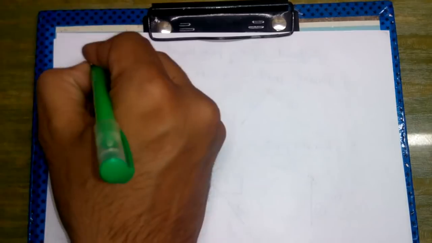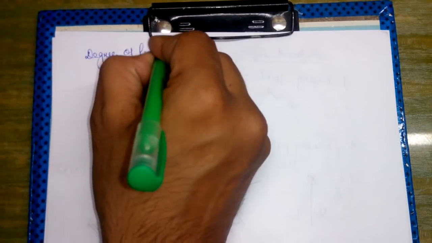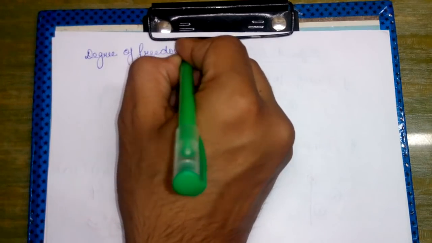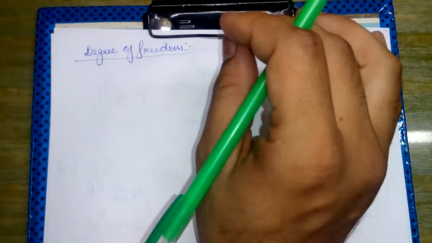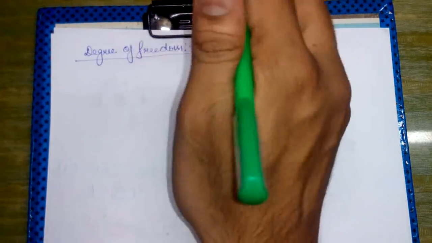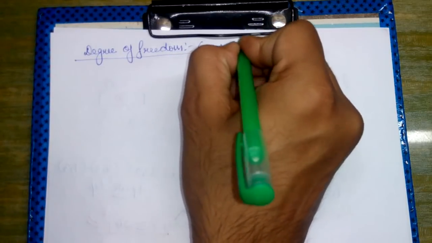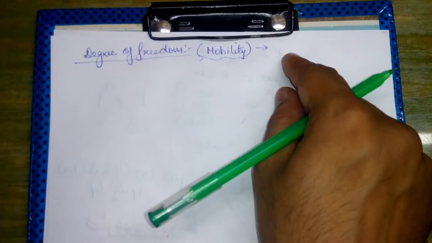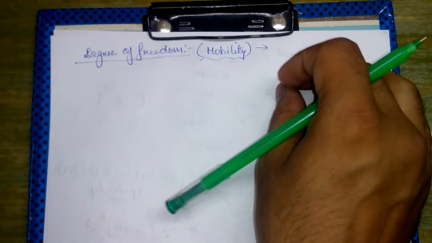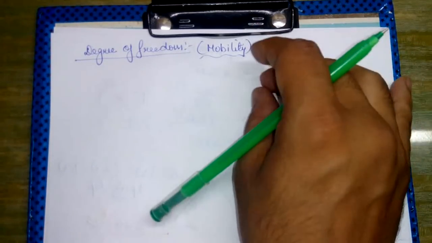Now we come to the topic of degree of freedom. We have already discussed degree of freedom in thermodynamics, and it is the minimum number of independent variables. Please mind, it is also called mobility, and it is defined as the minimum number of independent variables which are required to define the position or motion of a system. It is called the degree of freedom.